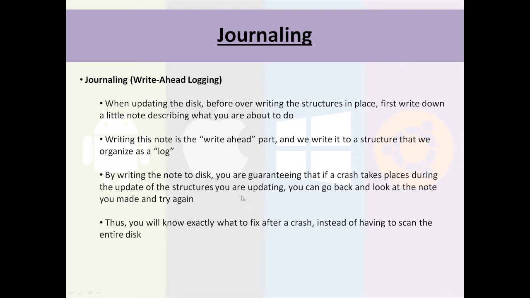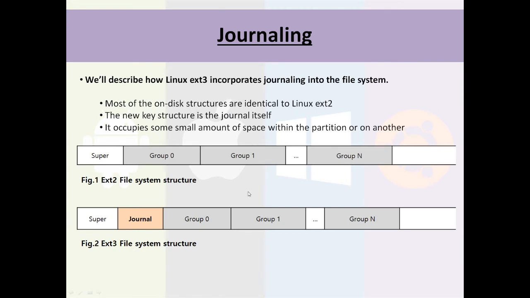By writing the note to the disk, you're guaranteeing that if a crash takes place during the update of the structures that you're updating, you can just go back and look at that note. You see what you wanted to do, and then you can try to do that again. Thus, you'll know exactly what to fix after a crash instead of having to scan the entire disk, because you've left these notes. And if you see, okay, this is what I wanted to do, but it wasn't done, there's obviously an inconsistency there that you can directly solve. We're going to describe how journaling is incorporated into a specific Linux file system, ext3.